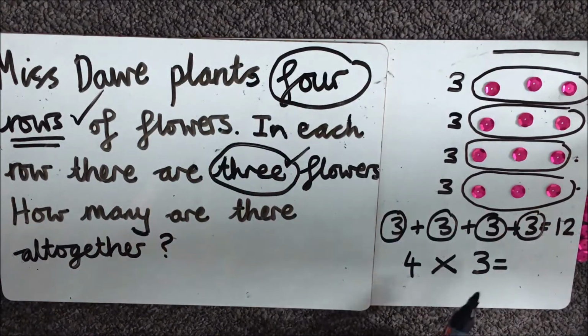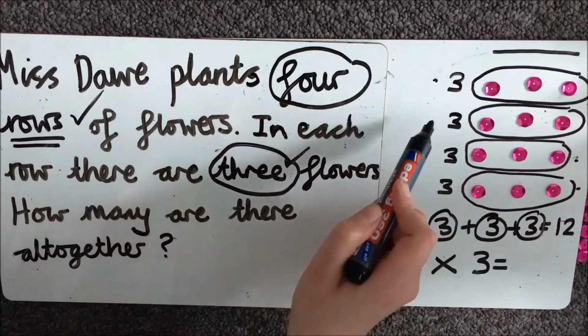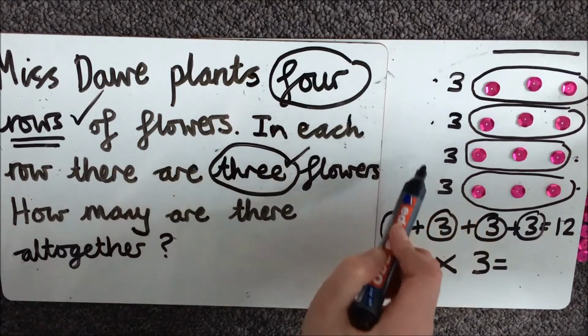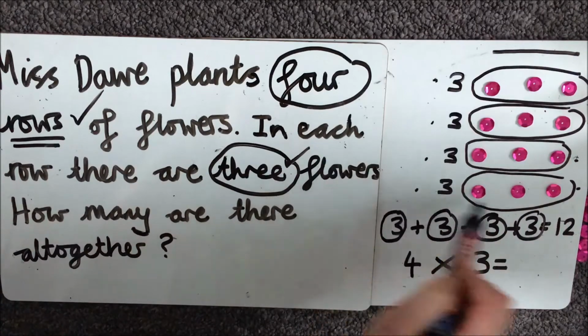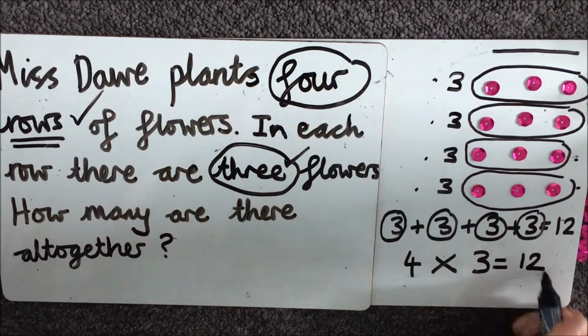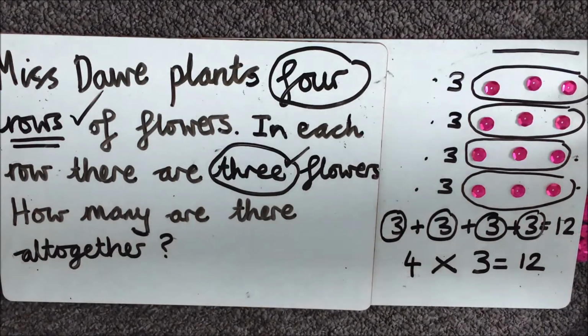So that just means I count 3 4 times. So I go 3, that's once, 6, that's twice, 9, 12. So my answer is 12. Is there another way we could work this out?